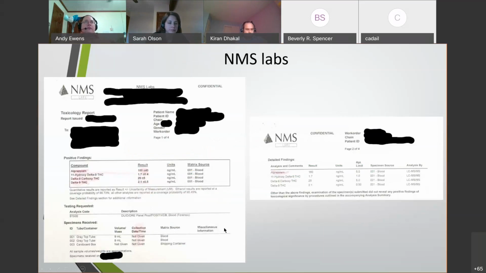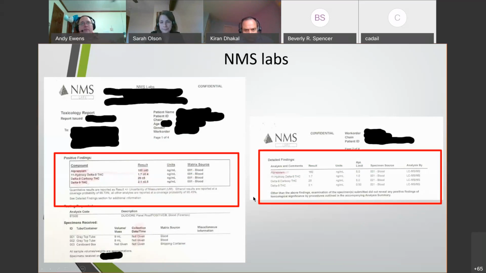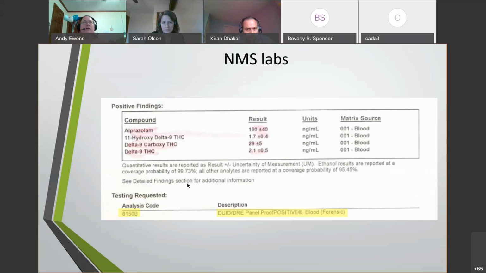NMS Labs is a very well-known contract lab. They do lots of work in North Carolina. I like that they, again, have these nice little tables that you can look and figure out what happened. So here we've got positive findings. They found alprazolam. They found 11-hydroxy-THC, carboxy-THC, and THC itself at these different concentrations. These units, this was all in blood.